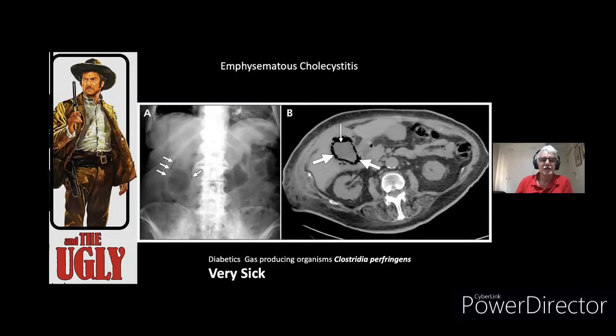What about the ugly? Well, here you see a case of emphysematous cholecystitis. And again, these patients are usually elderly females, diabetics, and they have gas-producing organisms doing this. And this is Clostridia perfringens usually, but it can be other organisms. And usually they're very sick. Again, you can see how the signs are subtle on the plain radiograph, but much easier to see on the CT scan.